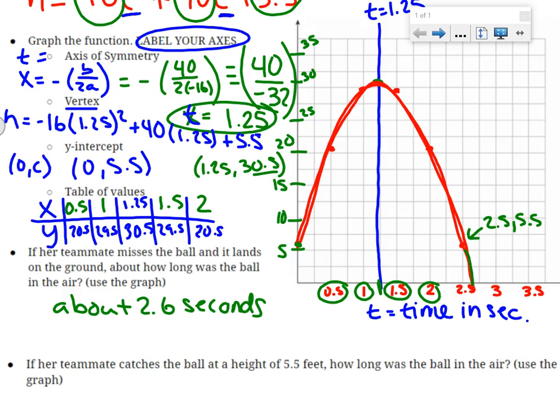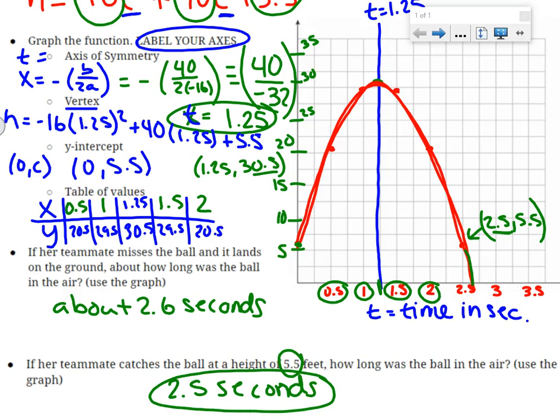And then the last question, if her teammate catches the ball at a height of 5.5 feet, how long was the ball in the air? Now this is not an estimate because we actually know this one, and it's that point right there, so it is 2.5 seconds. So that would mean she'd have 2.5 seconds to get into position to catch the ball at a height of 5.5 feet.